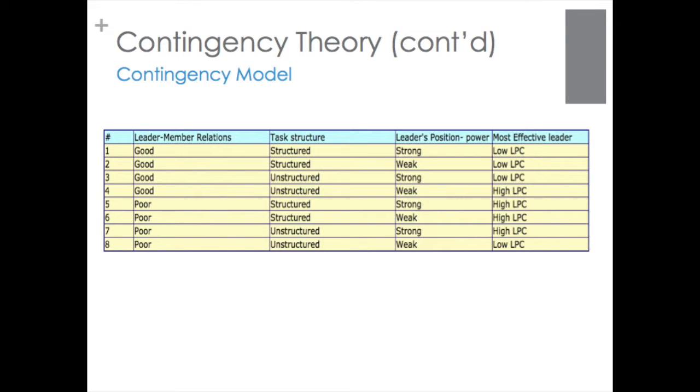This chart is an example of the contingency model. If you look at the very first line, you'll see that when the leader-member relationship is good and the task is structured and the leader's positional power is strong, that requires a low LPC score to be an effective leader. In line 5, you'll see when the leader-member relationship is not good, but the task is still structured and the leader's position power is still strong, that requires somebody with a higher LPC.